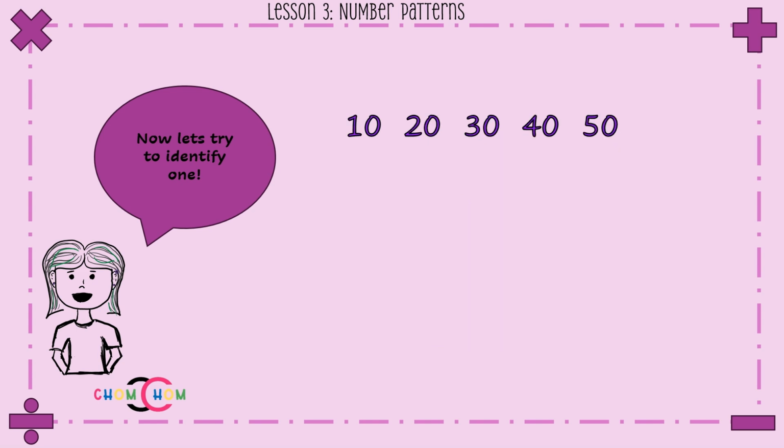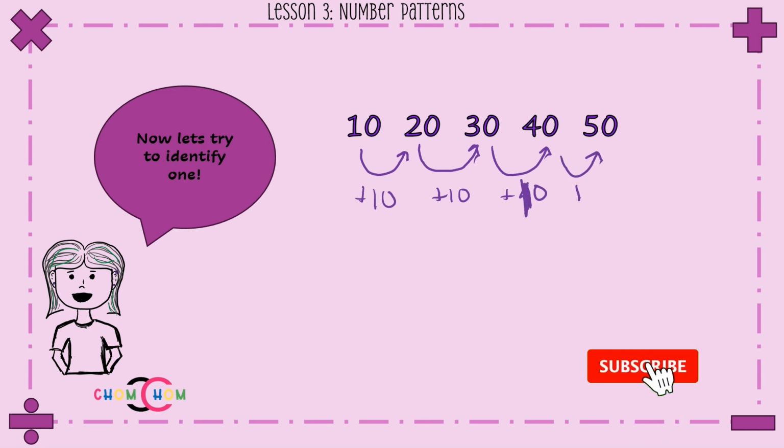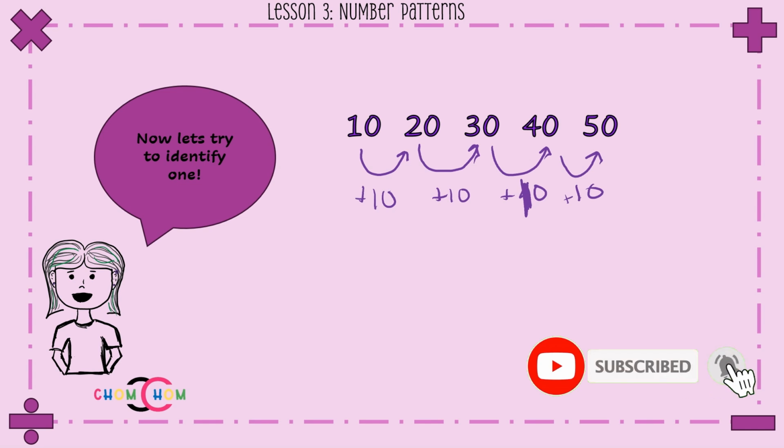Now let's try this one. So we went from 10 to 20. Oh, we added 10. Then we went from 20 to 30. We added 10 more. And then we went from 30 to 40. So then we added 10 more. Then we went from 40 to 50. So we added 10 again. So this pattern is add 10.